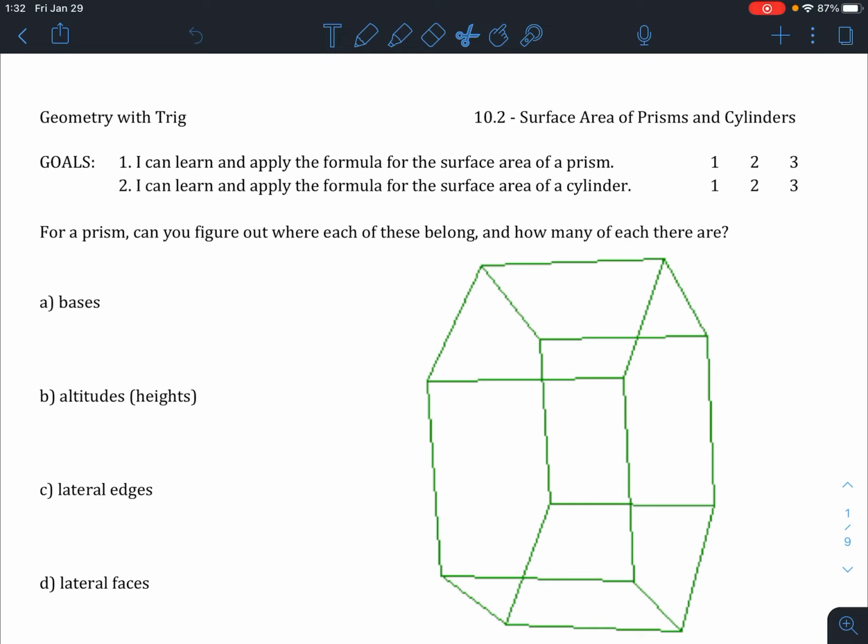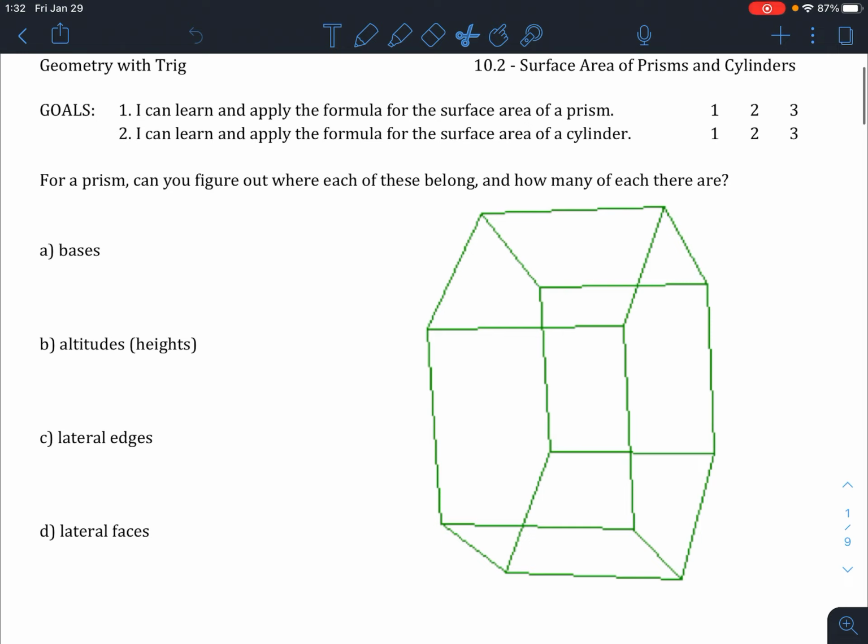Today we're going to take our second look at 3D figures and our first look into the surface area of those 3D figures. Today we're going to try to find the surface area of prisms and cylinders. As we can see here, we have a prism on our first slide. Let's try to figure out how many bases, altitudes, lateral edges, and lateral faces there are on this prism.